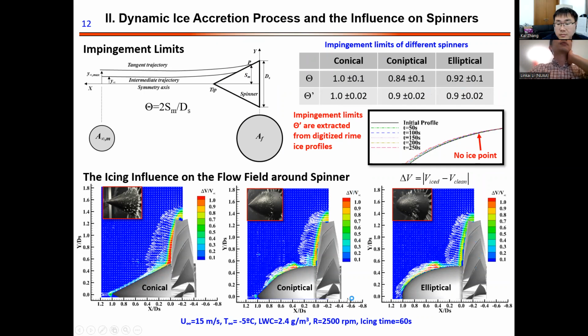And from the PIV test, the flow field measurement, we can find that when ice builds up on the fan blade, it causes a flow field distortion near the spinner and the fan blade. This will degrade the aerodynamic performance of the aero-engines.